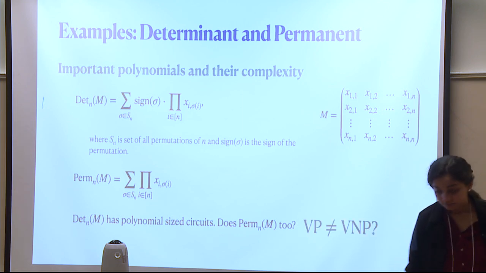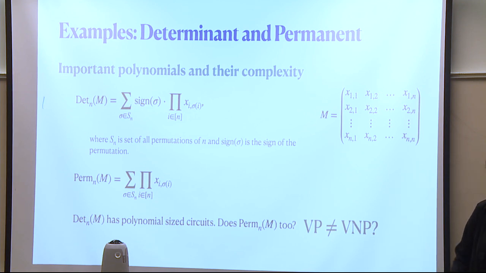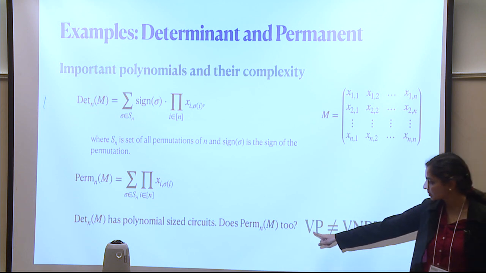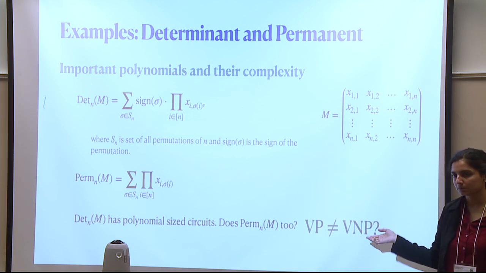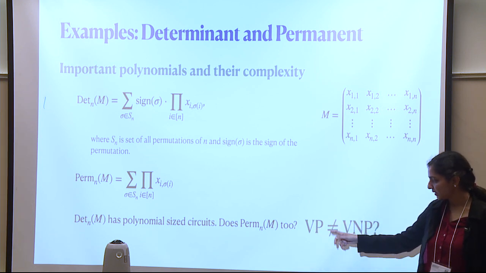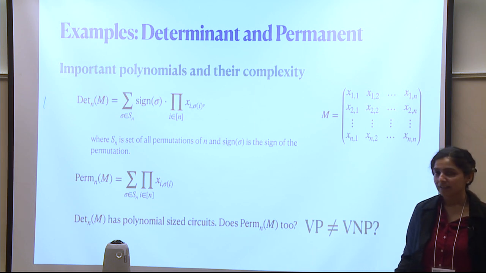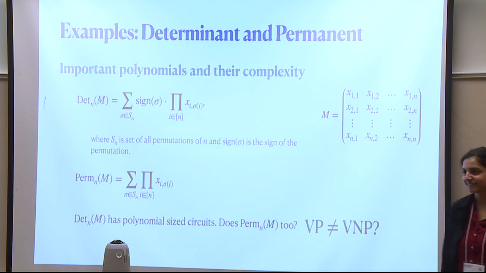That's in fact the big VP versus VNP question. You may have heard about it somewhere or in some popular literature. What's the V? Good question. This is a bit like P versus NP, the algebraic analog of that. These classes were formally defined by this person called Valiant, and then somebody else, not himself, decided to put the V for Valiant in.